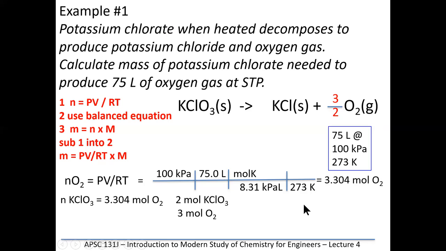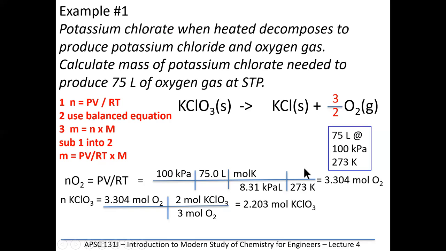Okay, we're going to take the number of moles of oxygen, multiply by 2 moles of potassium chlorate, divided by 3 moles of oxygen. I did that by, again, doubling 2, 2, and 3. Just makes the math a little easier. Okay, and we get the number of moles of potassium chlorate required to produce the oxygen.